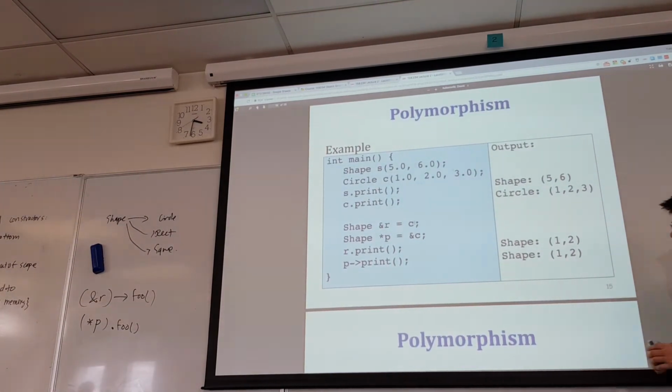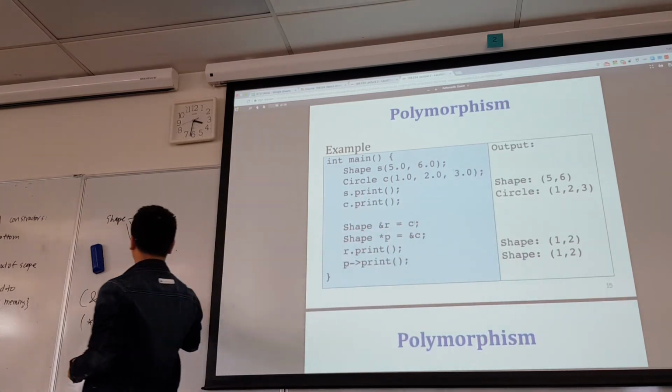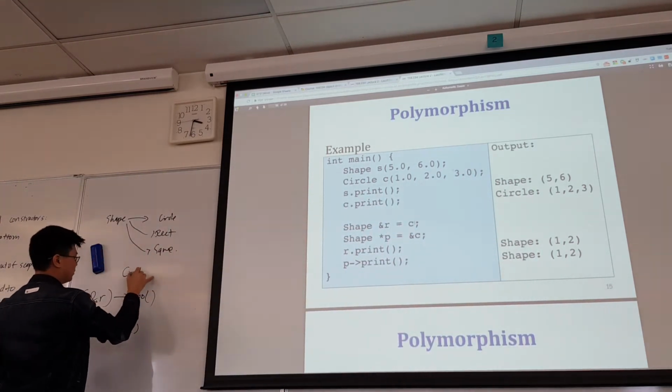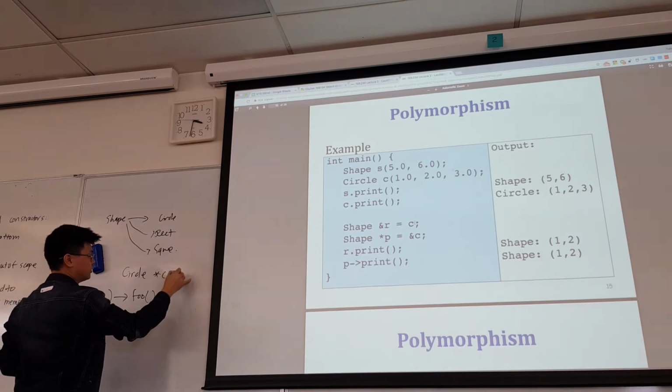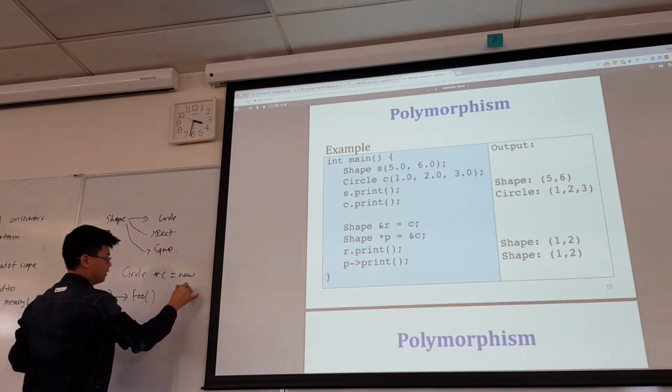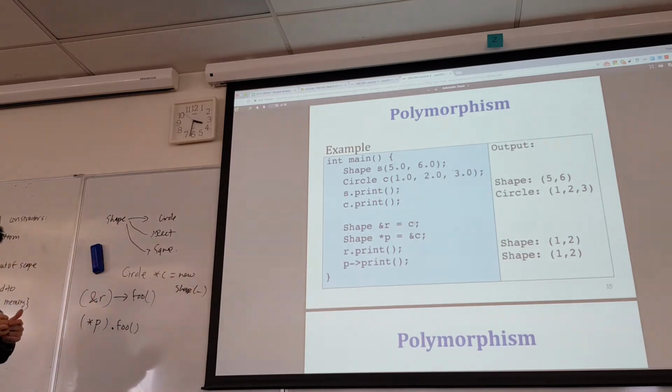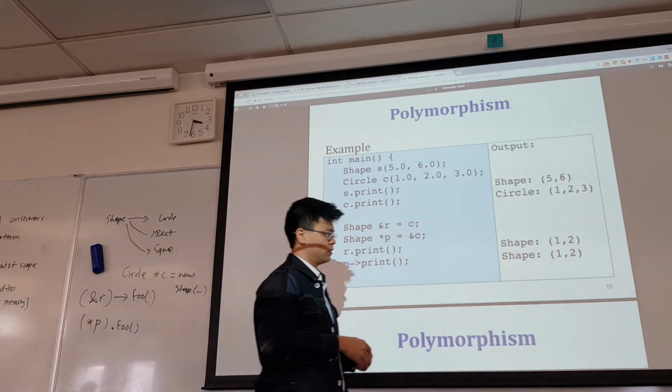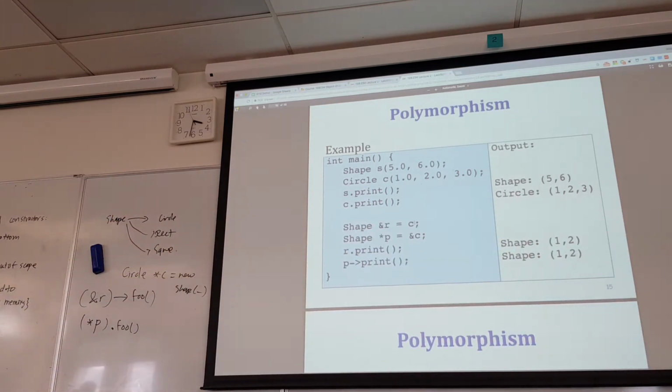So if you do something crazy like this, circle C equals new shape, right? The compiler will reject this line of code. So this demonstrates the importance of having the virtual keyword.